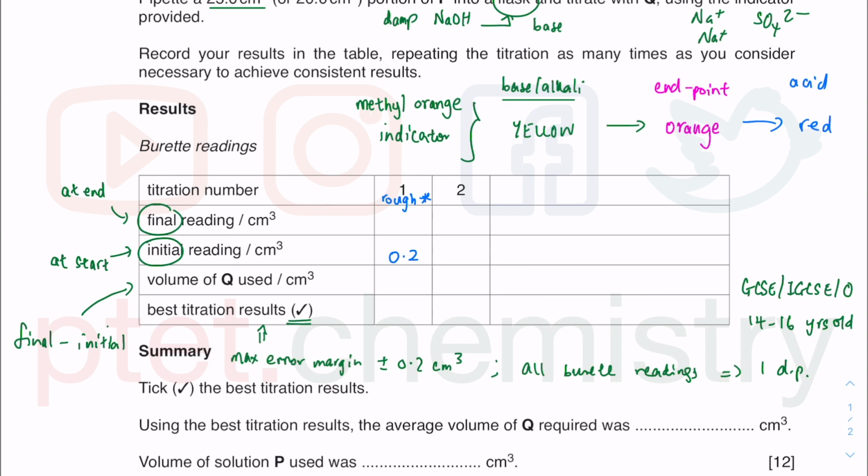Okay, so my final reading for the rough titre is 23.4. So put that into the calculator, I get 23.2. Remember, my first one is always my rough titre. It's so that I roughly know the volume of my endpoint.